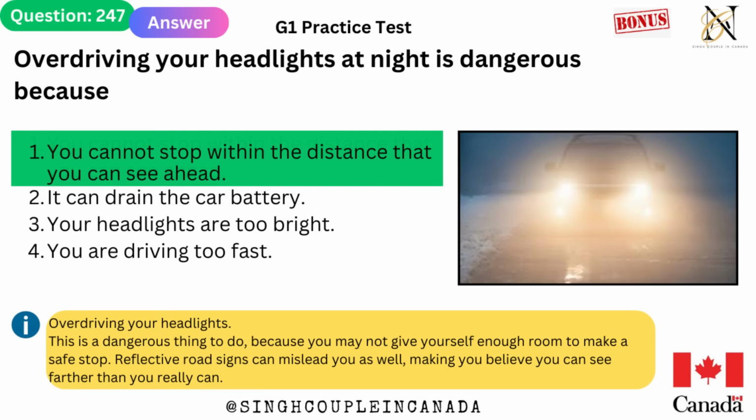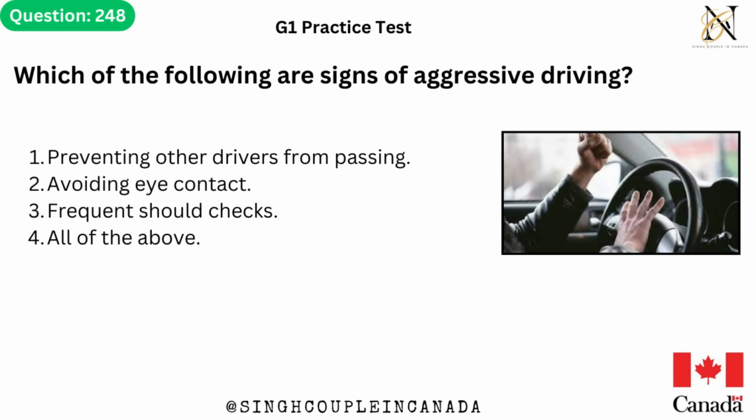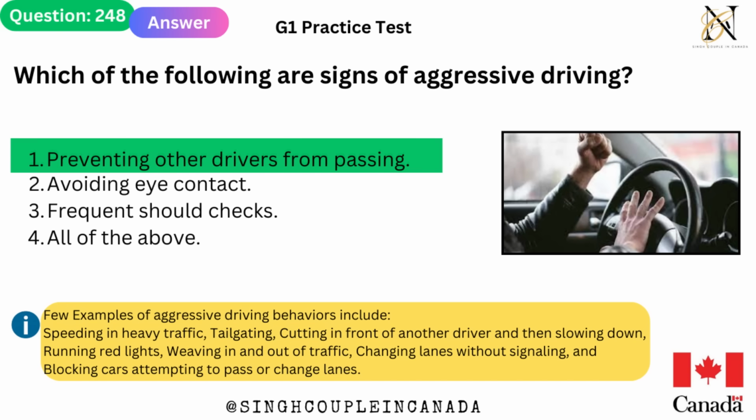Which of the following are signs of aggressive driving? 1. Preventing other drivers from passing. 2. Avoiding eye contact. 3. Frequent shoulder checks. 4. All of the above. The answer is 1. Preventing other drivers from passing.